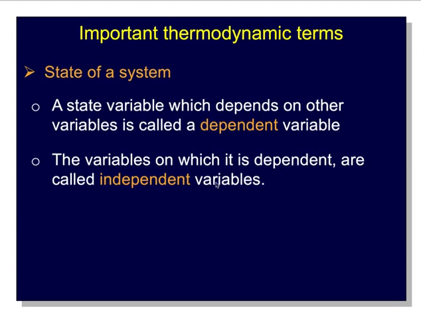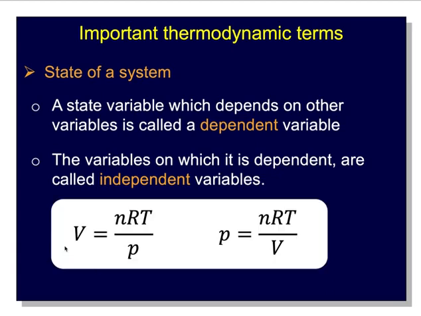The simplest example of this could be, suppose I have a sample of an ideal gas, and we know that for an ideal gas system PV is equal to nRT. If I just rearrange that, I can put V equal to nRT by P. Now in this expression we know that R is a constant, you forget about that. Now we see that the value of V will depend on the values of n, T and P. That means V is a dependent variable whose value depends on n, T and P, and these n, T, P are the independent variables.